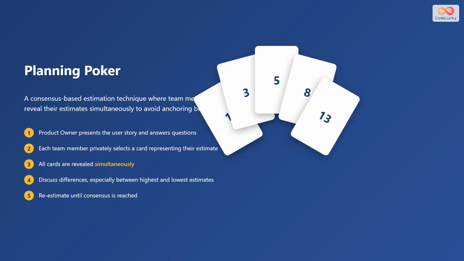All cards are revealed simultaneously to prevent anchoring bias. The team then discusses any significant differences in estimates, especially between the highest and lowest values. They re-estimate until a consensus is reached, fostering a shared understanding and more accurate estimates.